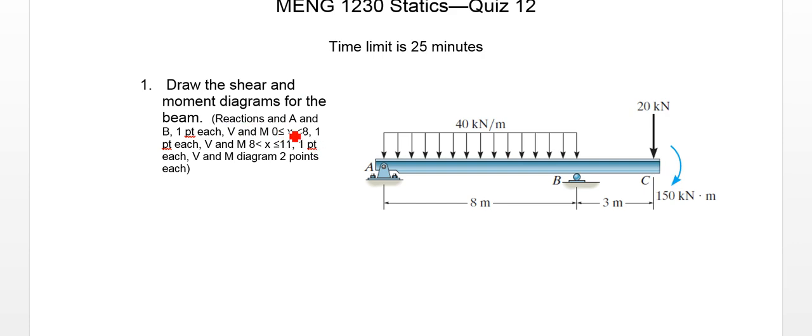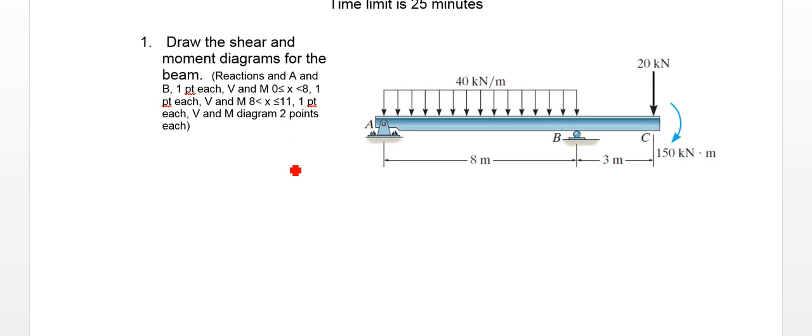And here's how we get some points: we find our reactions at A and B. We get 1 point for each of those. We find V and M for the first section, 1 point each. V and M for the second section, 1 point each. So we're up to 6 points total. And then the shear diagram and the moment diagram, 2 points each for those to get us our final 4 points for our 10 points of this.